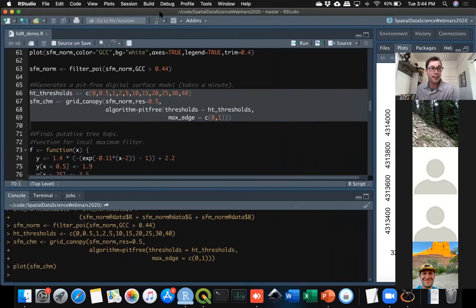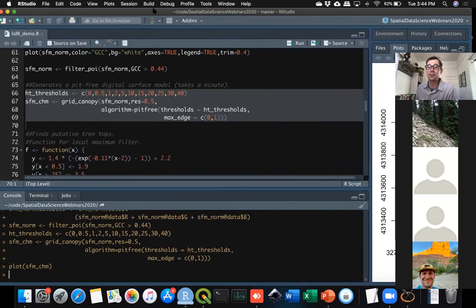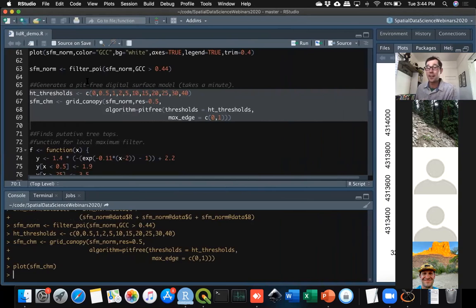This is an algorithm that has quite a few dials and knobs to turn, right? So again, this is just something that we're optimizing by trial and error. But if we had a field data set of canopy heights, this might be something to use field data to optimize.